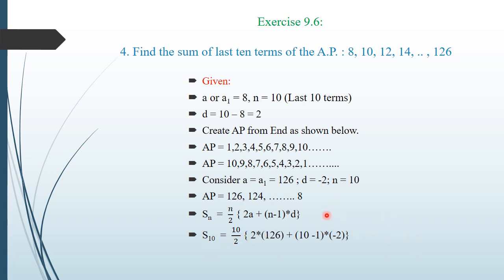Substituting all these values and further simplifying, I'll get 10 by 2 is 5, 126 into 2 is 252, and 10 minus 1 is 9, 9 into minus 2 will be minus 18. Therefore, when I simplify this, I'll get the answer: the sum of 10 terms of this AP, the sum of the last 10 terms of this AP, is going to give me 1170.